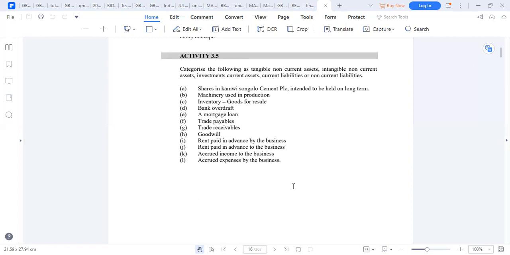In what category? People pay us in advance. It's income for the company. Read it carefully. People paid us in advance. They prepaid us, not us paying. So we are holding people's money. They haven't enjoyed the service yet. So then it's a liability. Yes, it's a current liability. Okay. Accrued income to the business.